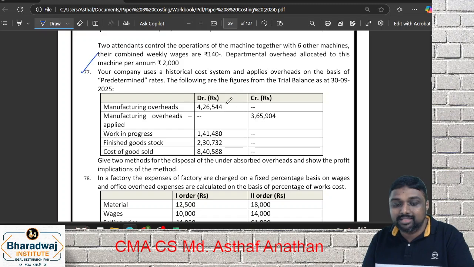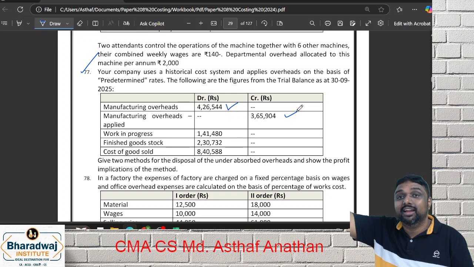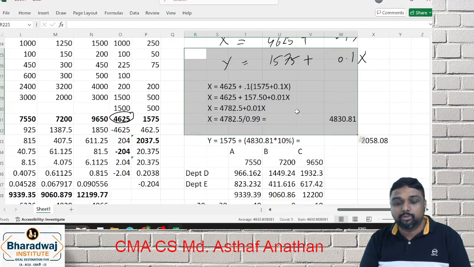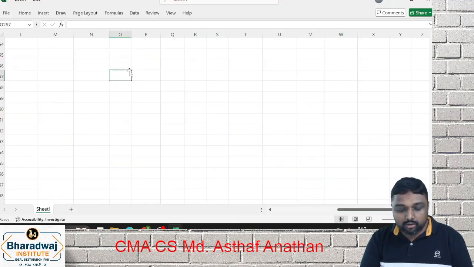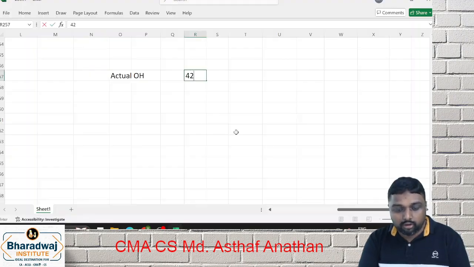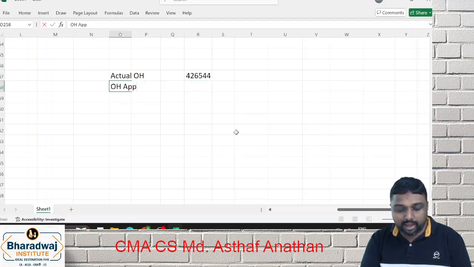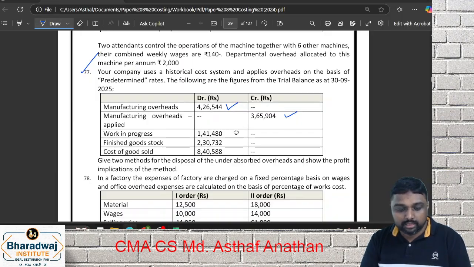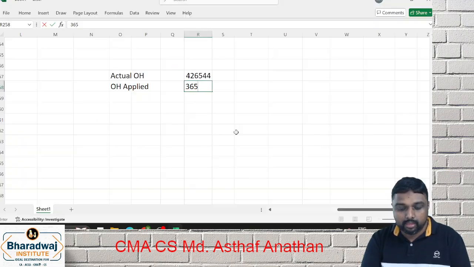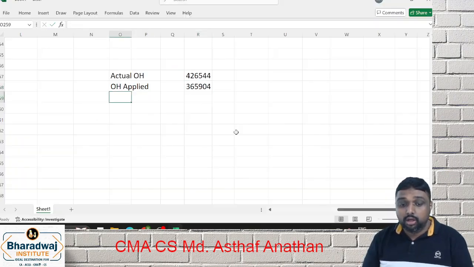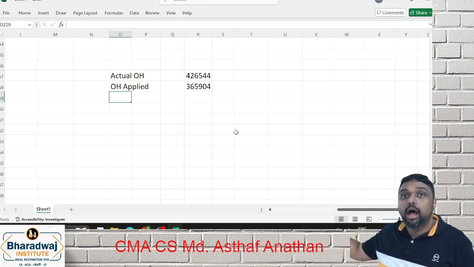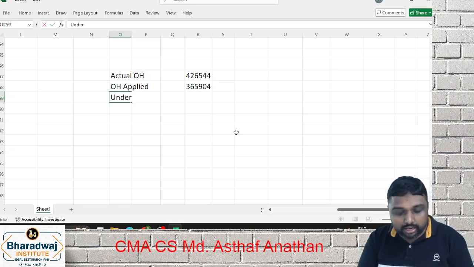This overhead means actual. Applied is what? 360. So this is the next level of discussion: treatment of under absorption and over absorption. How will you approach it, my dear friends? Your actual overhead is 4,26,544. What is the overhead applied? Overhead applied is 365,904. So your applied or absorbed is less. When applied or absorbed is less, we call it what? Under absorption.